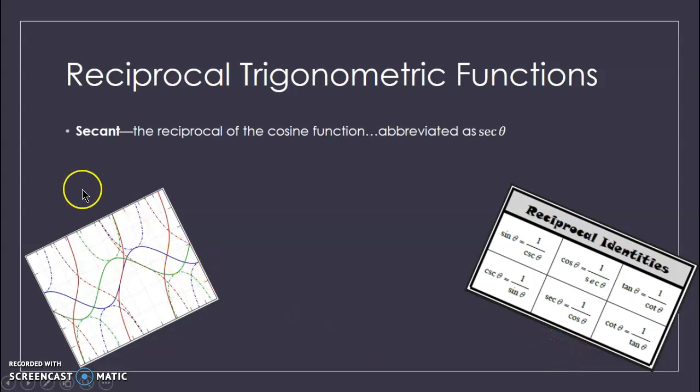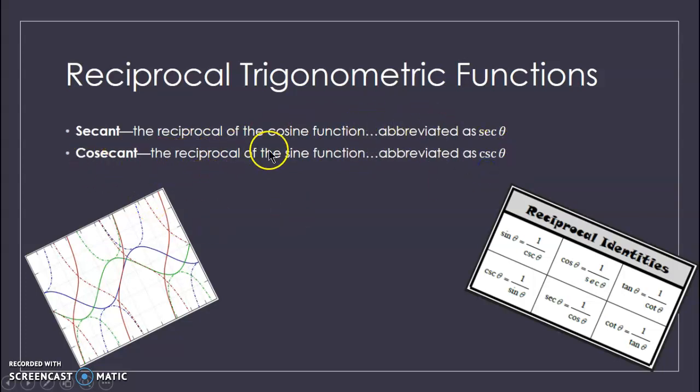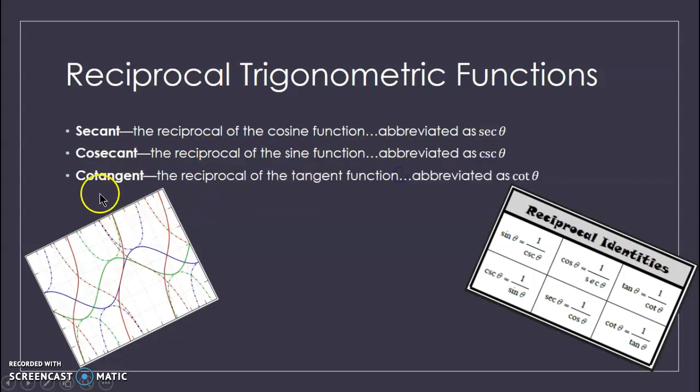So if we take a look in words, our secant is the reciprocal of the cosine function. Our cosecant is the reciprocal of the sine function. And our cotangent is the reciprocal of the tangent function. Hopefully, you remember the abbreviations for these guys. Okay, so secant is SEC, cosecant is CSC, and cotangent is COT. And just for you, Steve, please do not say sec, sc, and cot. Okay, we say secant, cosecant, and cotangent. So we want to make sure that we pronounce the abbreviated functions there.